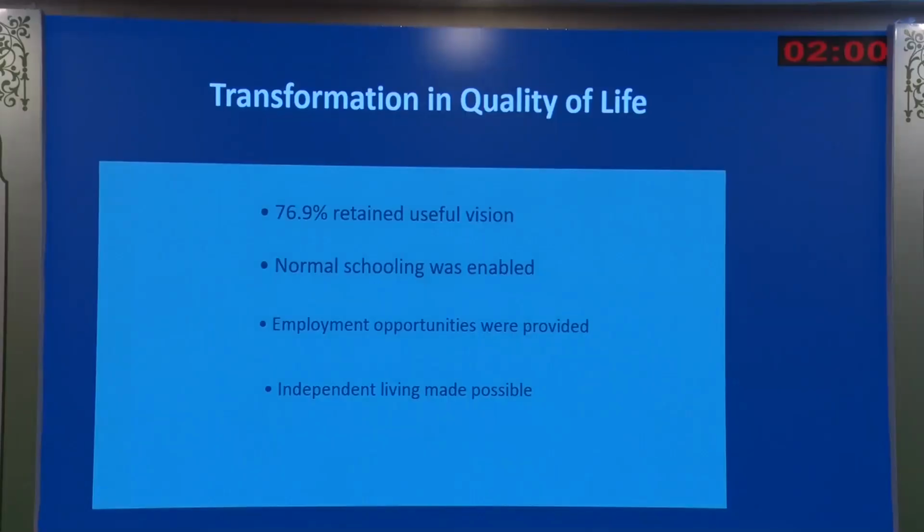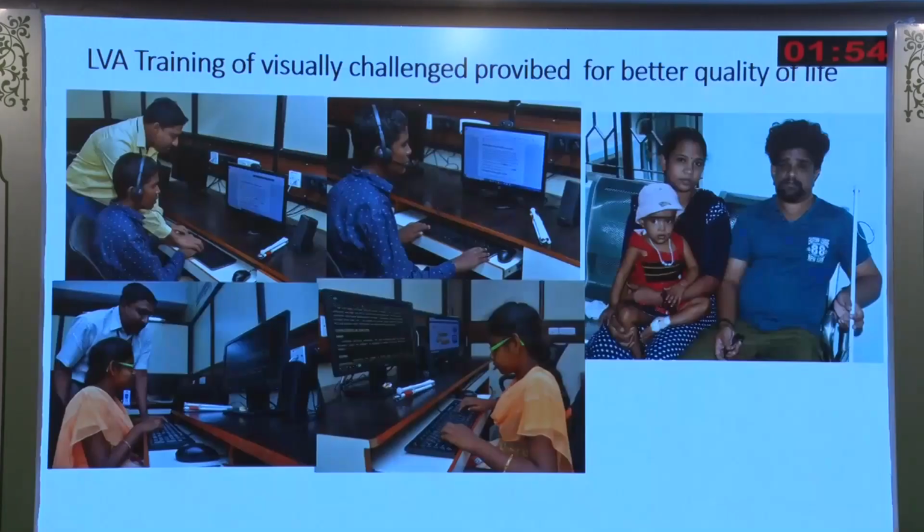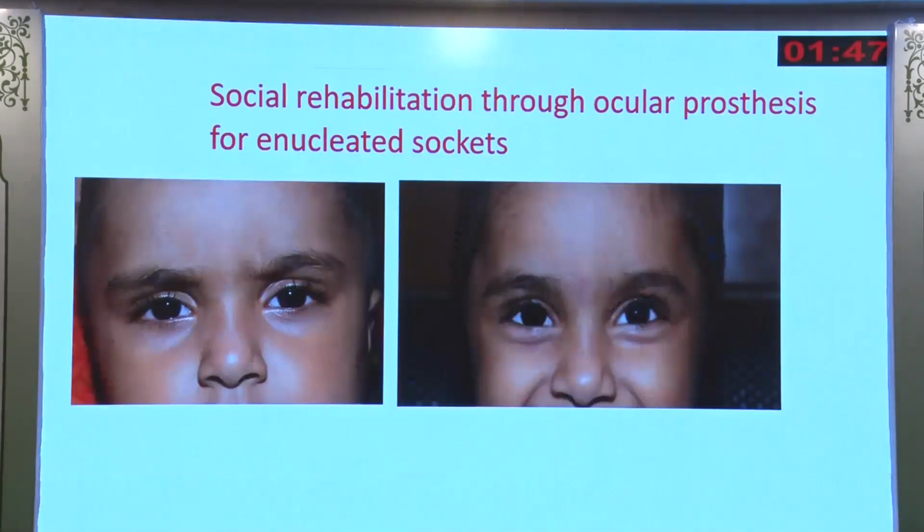76.9% of them retained useful vision, normal schooling was enabled, employment opportunities were provided, and independent living was made possible. Low vision aid training of visually challenged patients was provided for better quality of life. Social rehabilitation through ocular prostheses was provided for enucleated sockets.